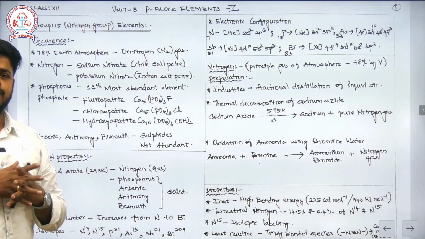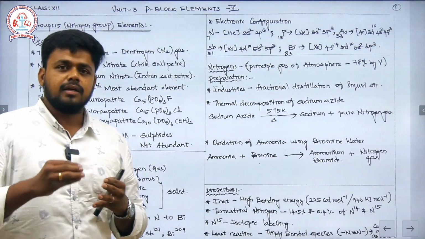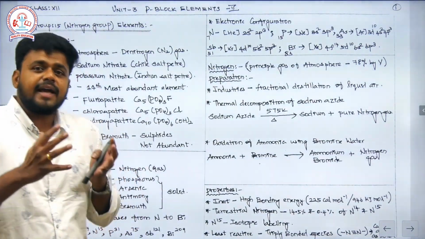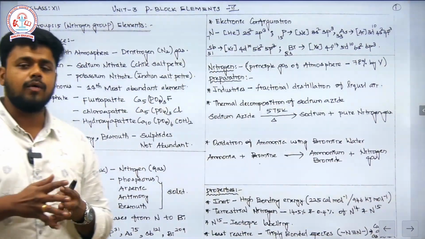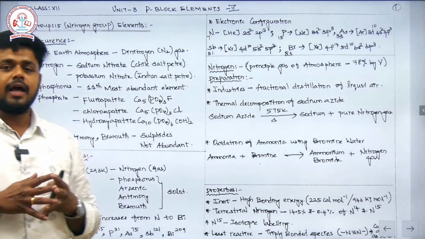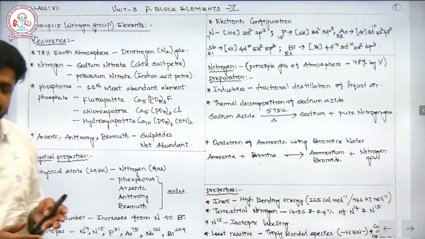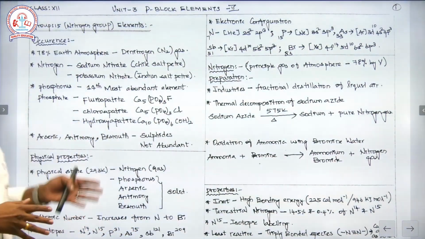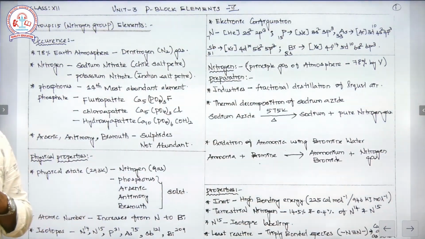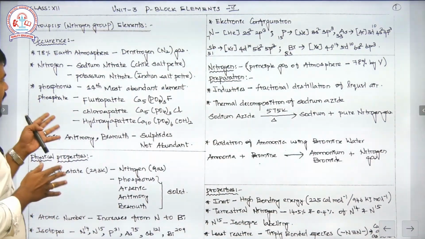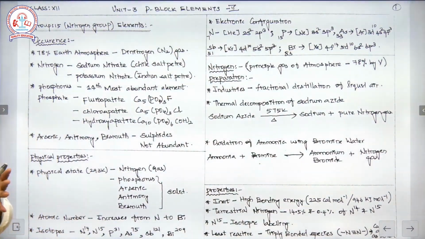Looking at its occurrence, about 78% of the Earth's atmosphere contains nitrogen in the gaseous state. In the form of compounds, nitrogen exists as Indian saltpetre and Chile saltpetre, KNO3 and NaNO3. Phosphorus is the 11th most abundant element, and it exists in the form of phosphates as fluorapatite, chlorapatite and hydroxyapatite.